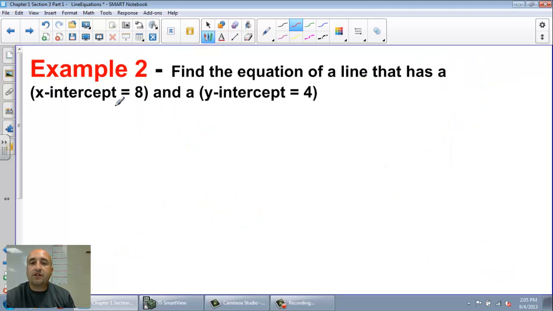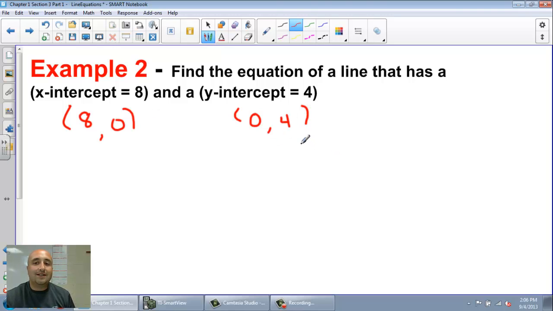It says find the equation of a line that has an x-intercept of 8 and a y-intercept of 4. So going back to the very first section, we need to remember that when we're talking about x-intercept, y is 0, and when we're talking about y-intercept, x is 0. So we already have two numbers in ordered pairs, we just need to fill in the other. So it says the x-intercept is 8, and this one says the y-intercept is 4.